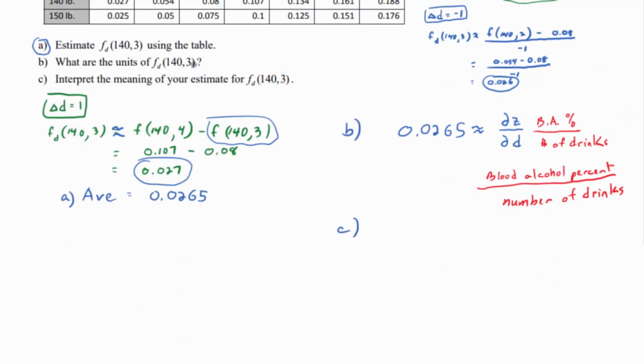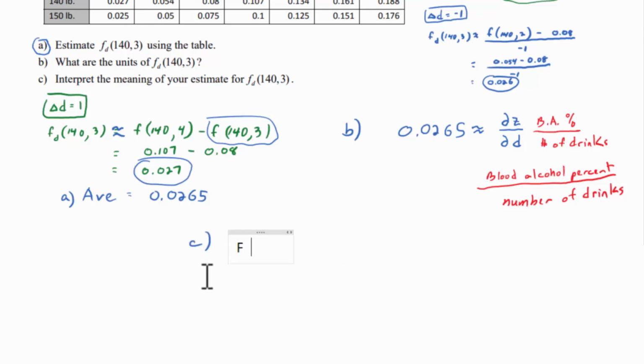So part C, interpret the meaning then. So what does 0.0265 mean in this case about the blood alcohol percent and the number of drinks? Is it increasing or decreasing? Okay. For a person weighing 140 pounds. Okay, so maybe I'll type this out. I like the way you started that. Because it's not much relevance for a person weighing 200 pounds, right?